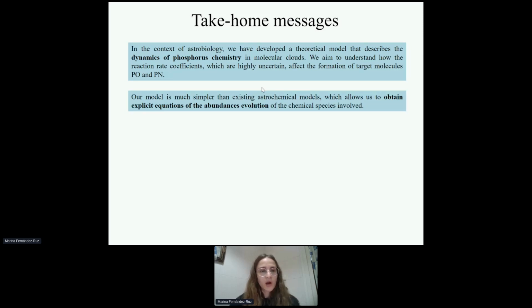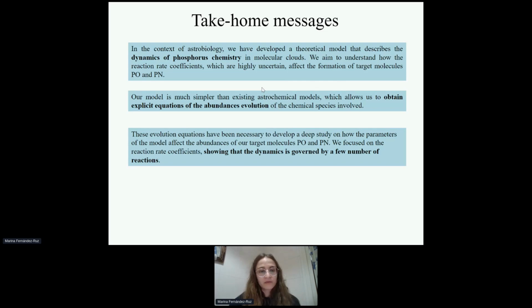In addition, our model is much simpler than existing astrochemical models, which allows us to obtain explicit equations of the abundances evolution of the chemical species involved. So that was the formula that I presented before. And these evolution equations have been necessary to develop a deep study on how the parameters of the model affect the abundances of our target molecules PO and PN.